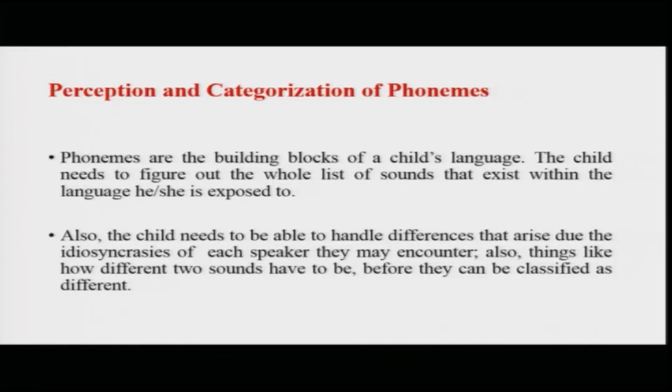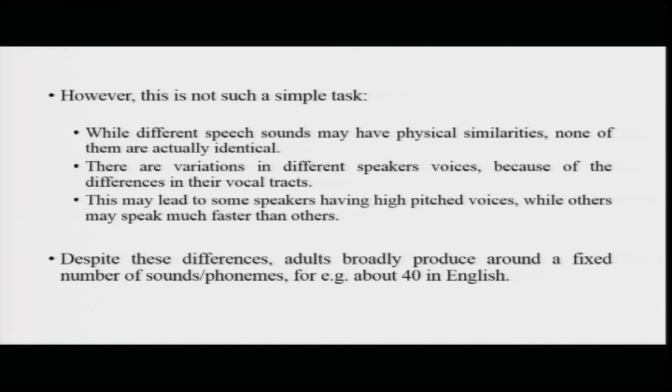Also, the child has to be able to not distinguish instances of phonemes that are not very different. So, there are two things that the child needs to do: distinguish between phonemes that are adequately different, and not distinguish phonemes which have only minor variations. We will come to that in the coming lectures. This is not really a simple task, because different speech sounds may have physical similarities. When I say pa and you say pa, they are similar, but they are not physically identical. So, that is one.